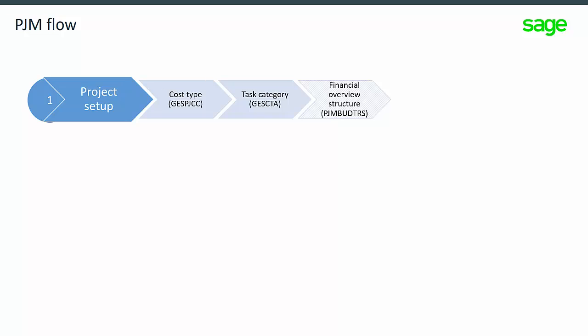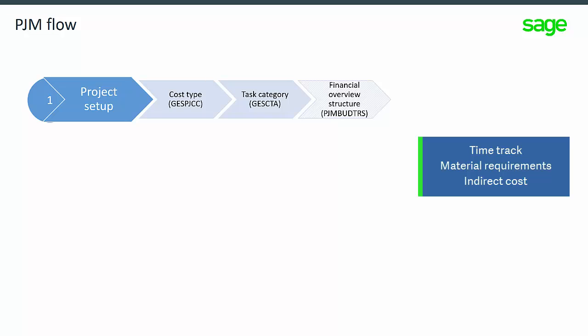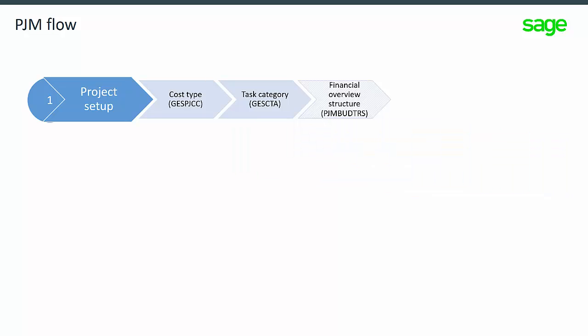This flow is supported by common data such as customers, if not an internal project, products, work centers, and user records. There are 3 steps to project setup. Start by creating a cost type, which allows you to value the time tracked against the project, the material requirements, and the indirect cost.